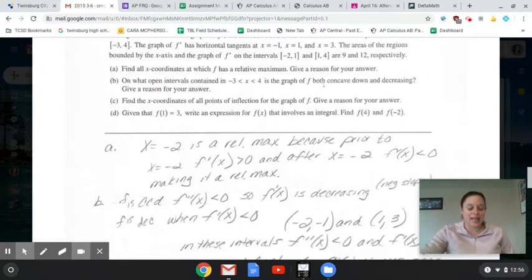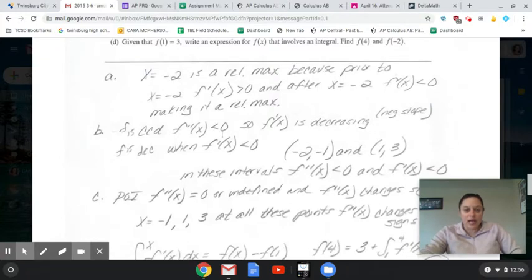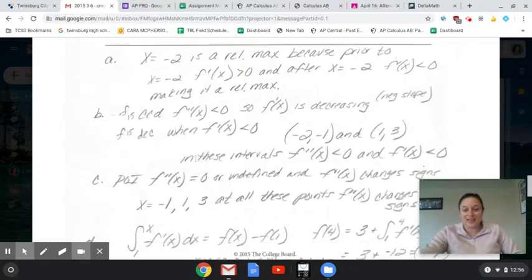So here's how I said that. I wrote it down. I'm looking for the double prime to be less than 0. I'm looking for the original to be decreasing, negative slope. Here are my intervals, and this was my explanation. I think it was good enough. My explanation for these being my answers is those are the places where both the second derivative and the first derivative were less than 0, or were negative.